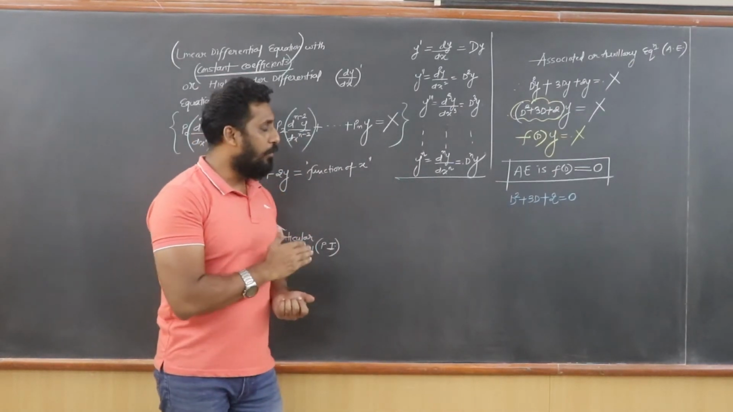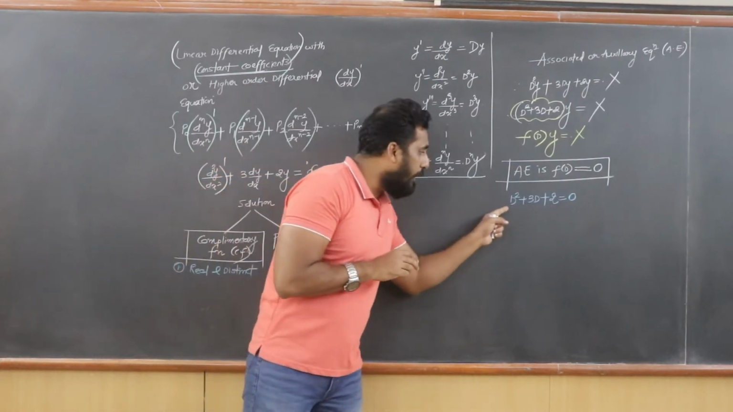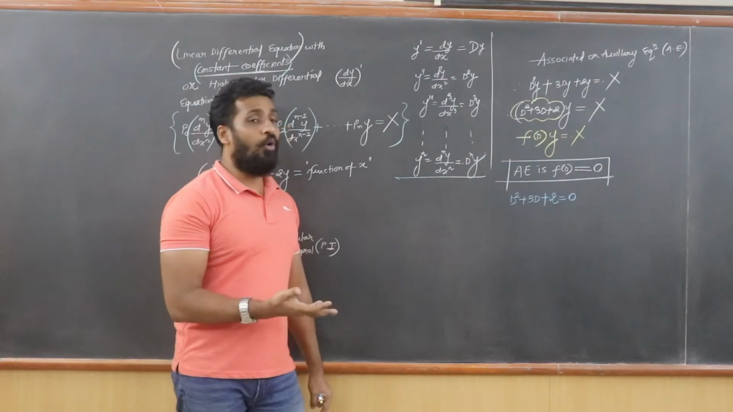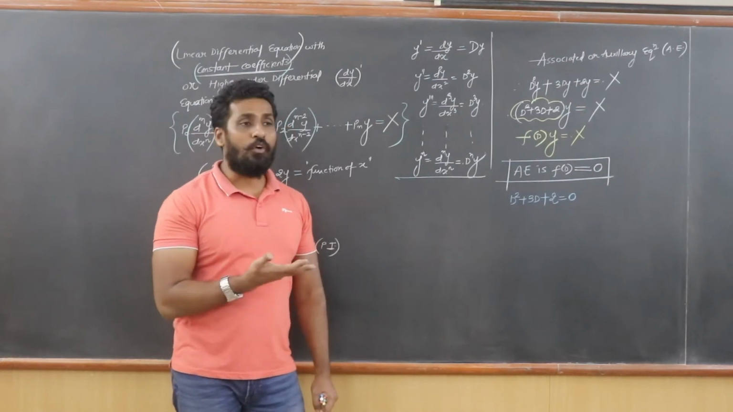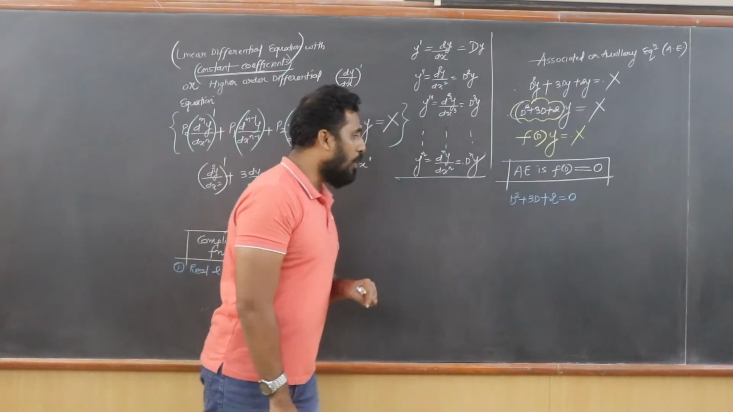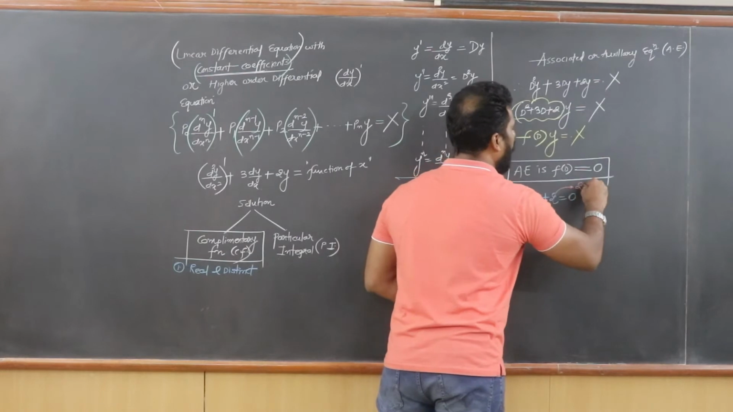D square plus 3D plus 2 equal to 0. That's an auxiliary equation. If you observe, this auxiliary equation is a second degree equation. It's a quadratic equation, and you all know we can definitely get the roots of a quadratic equation. If you observe this quadratic equation here, the roots are very simple. If you take 2, the factors are 2 into 1.